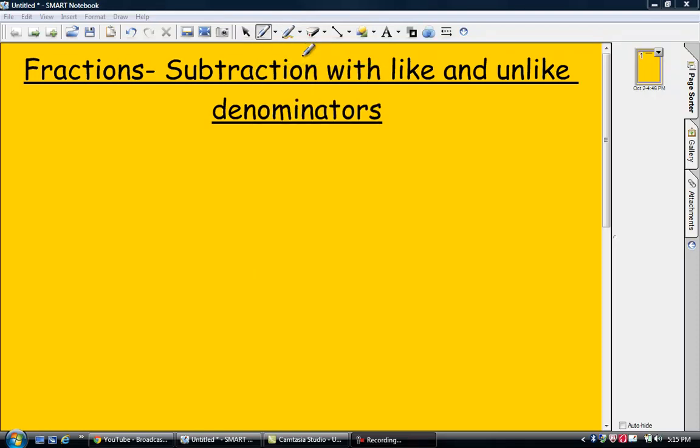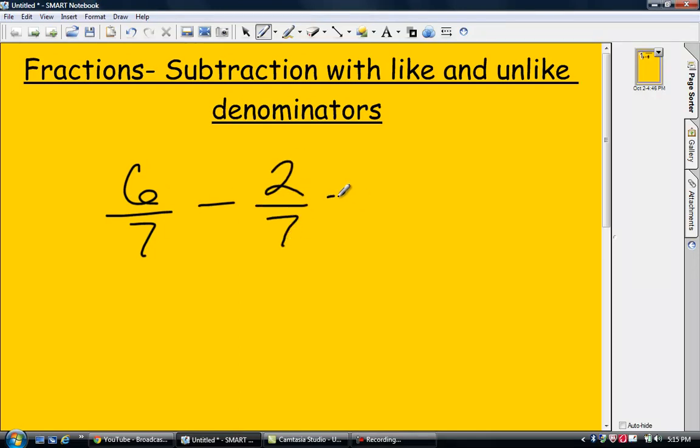Okay, we're here to work on fractions, and specifically subtraction with like and unlike denominators. We're going to begin with a simple fraction that has like denominator of 7. So we have 6/7 minus 2/7.